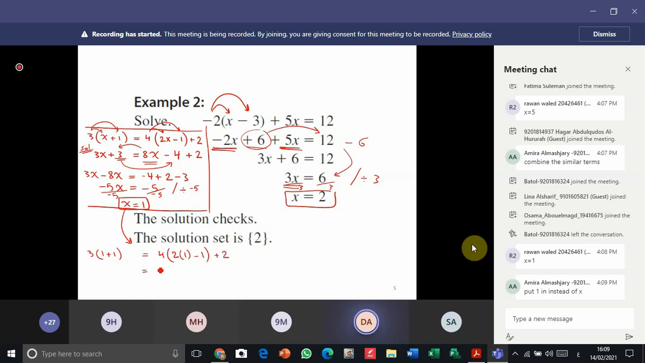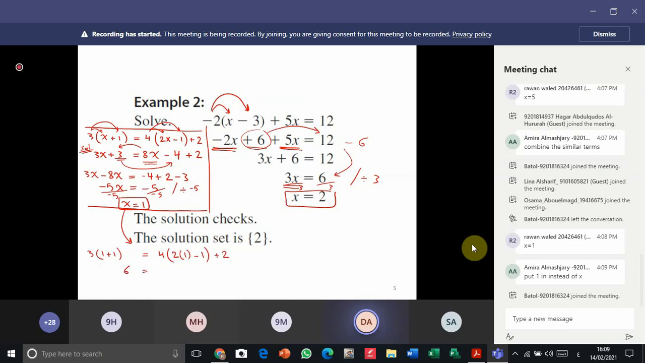Look at the left hand side. We have 6, 3 multiplied by 2. Also here we have 4 multiplied by (2 multiplied by 1 minus 1), that is 4 times 1, plus 2. So we have 6 in the left hand side and 6 in the right hand side, so the value x equal 1 is correct. Okay, any question?